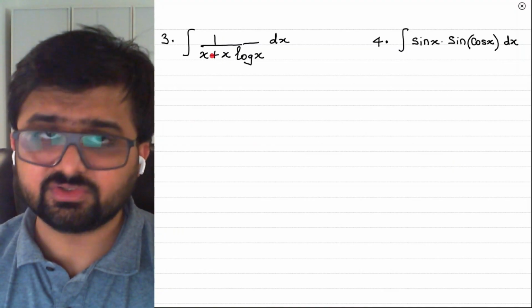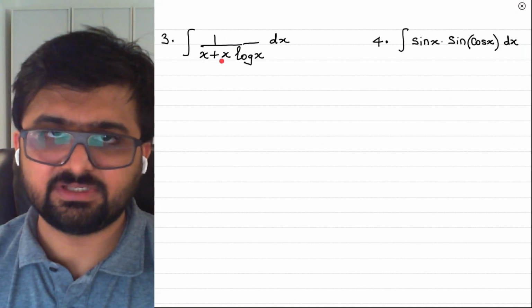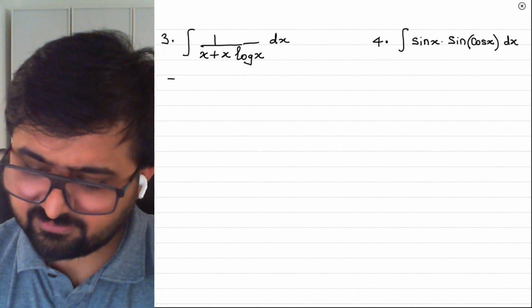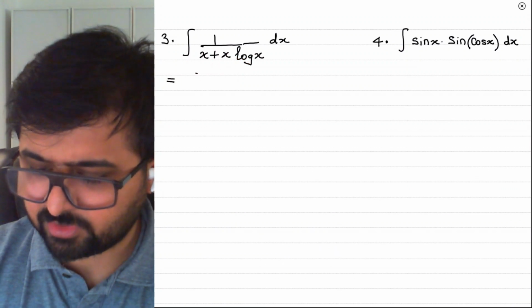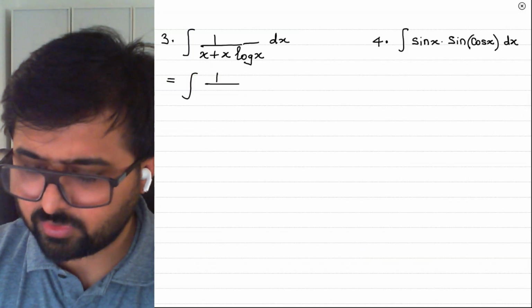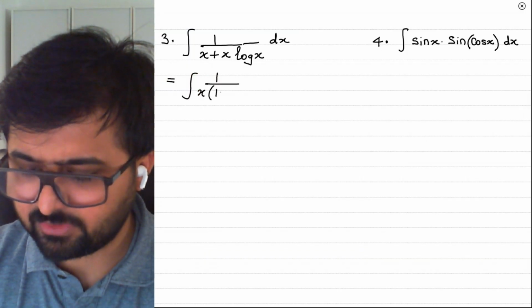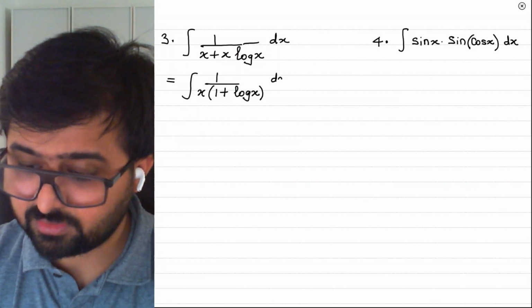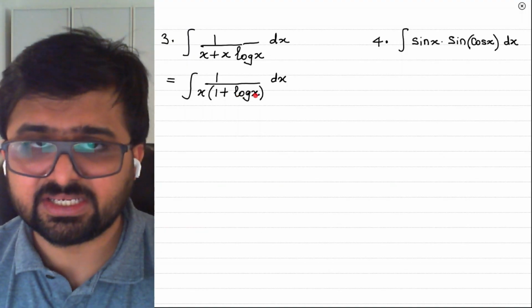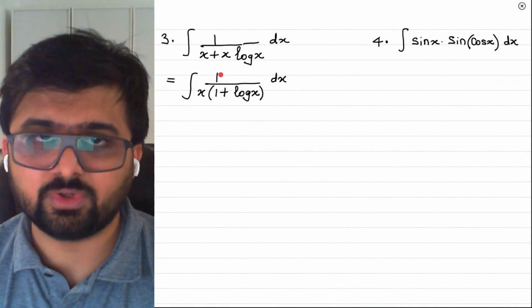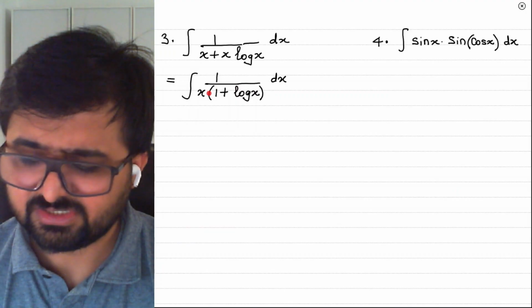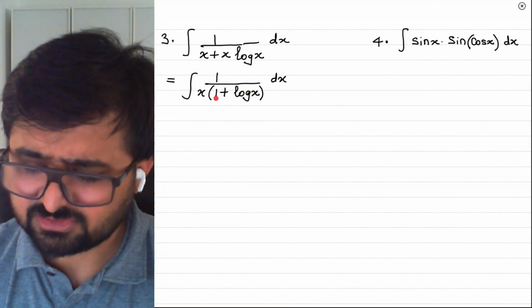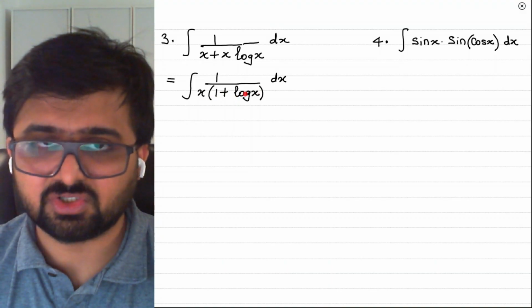Now let's look at question number 3, 1 over x plus x log x. To simplify this, let's take x common from the denominator. So we have integral of 1 over x times 1 plus log x. Now if you notice, the derivative of log x is again 1 over x, which is present here. So you can put log x is equal to t. You can also put this entire 1 plus log x equal to t.